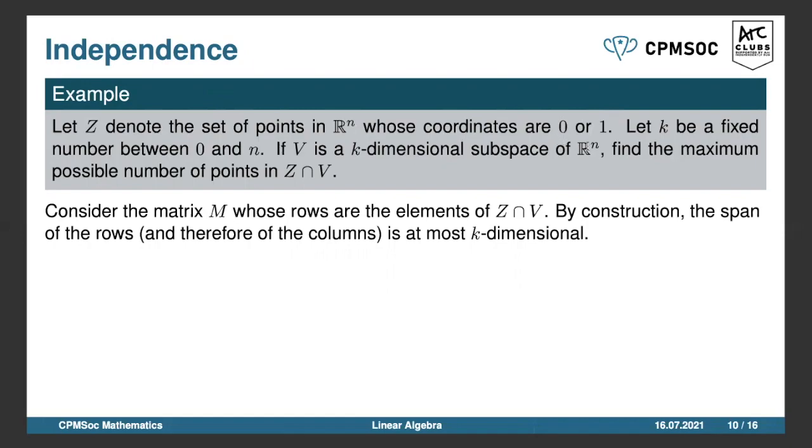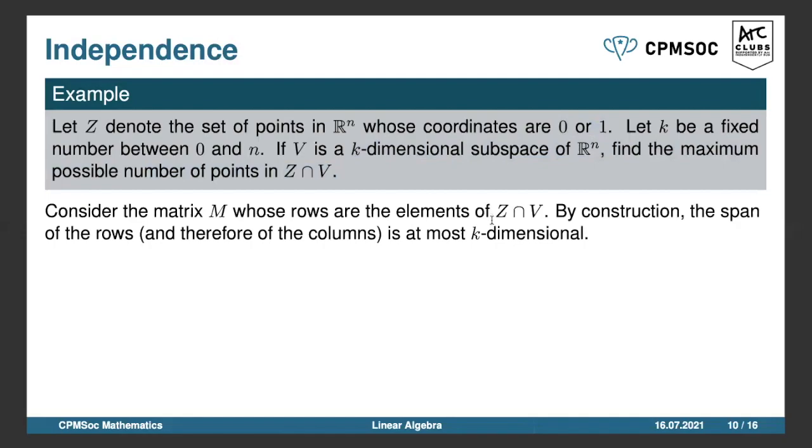But if we do take a subspace of R to the n, and we want to consider vectors of this form that are also in the subspace, we want to ask, supposing this subspace is of dimension k and the broader space is of dimension n, how many points, how many vectors of this form can we get that are both of this form and in the subspace? So they're in the intersection of these two sets.